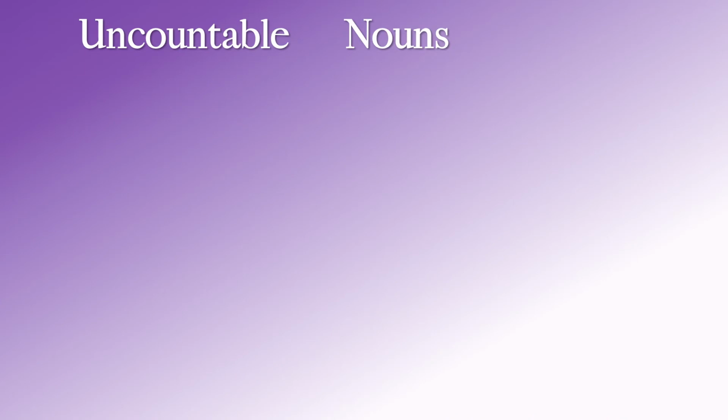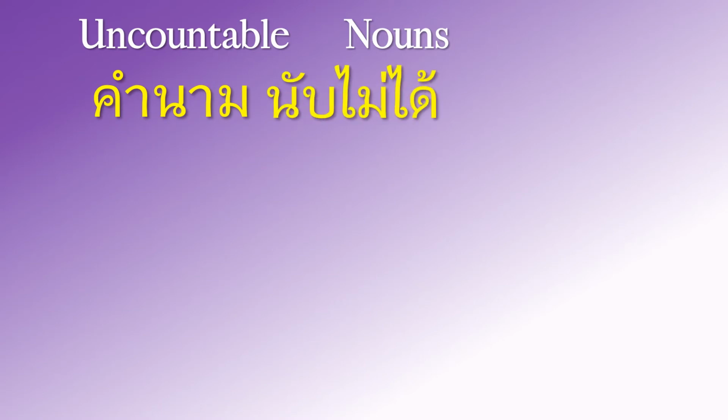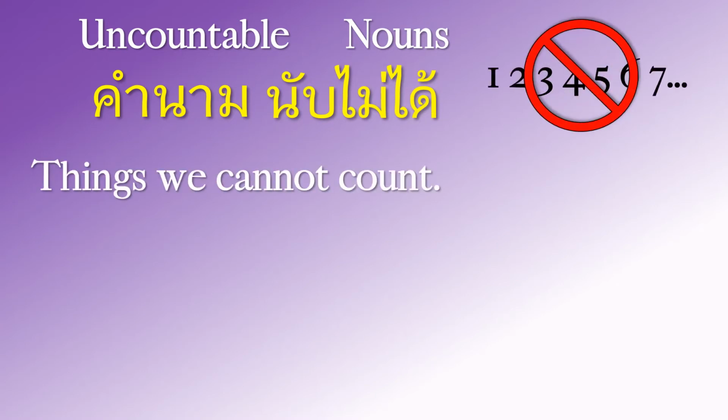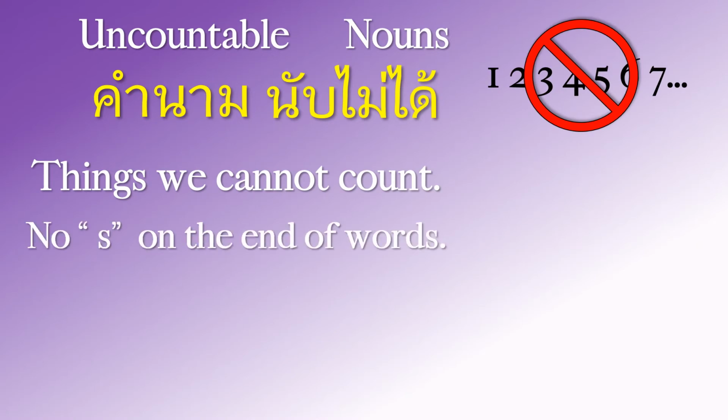Now I want to talk about uncountable nouns. What are uncountable nouns? Yes, uncountable nouns are this. You cannot count them. They are things we cannot count. Okay, that means that when we are talking or writing, we do not put S on the end of the word to show there are 2 or more. We cannot.